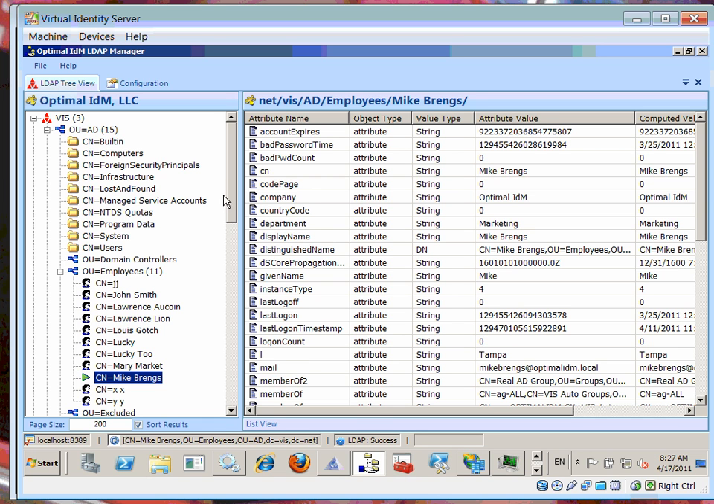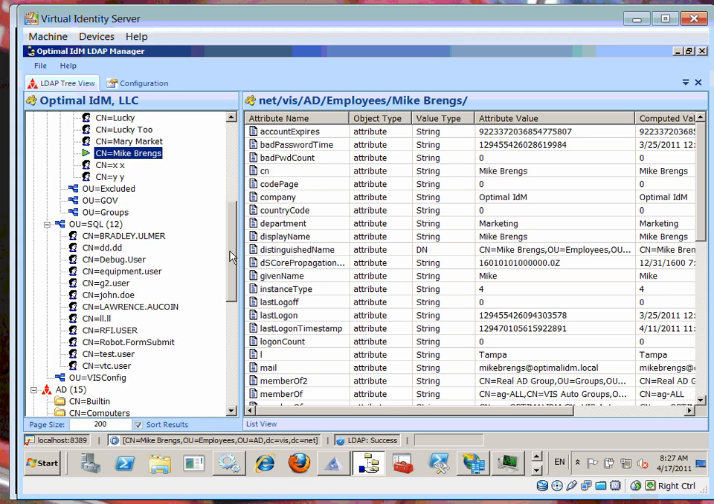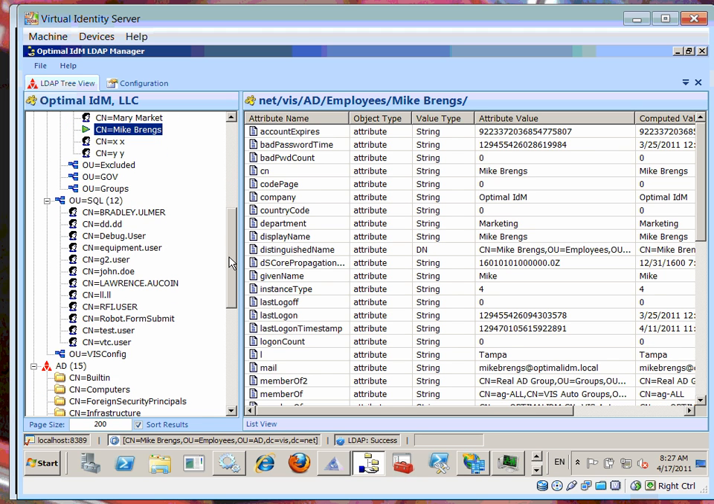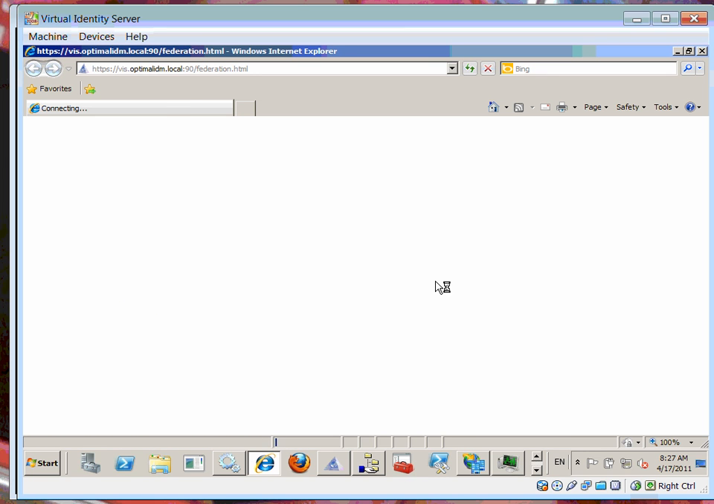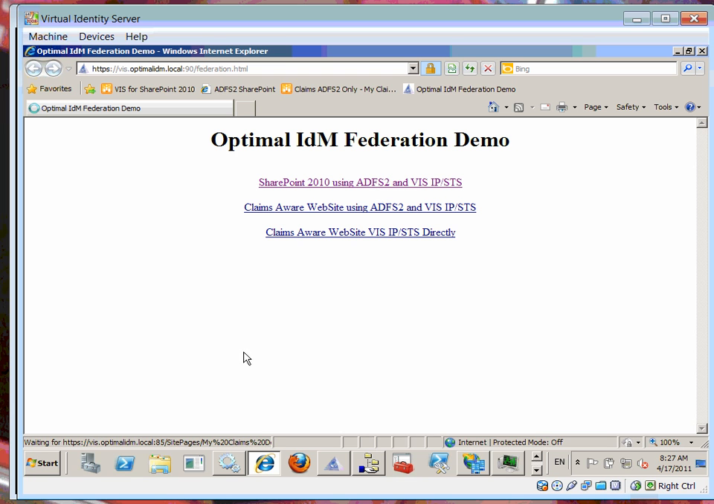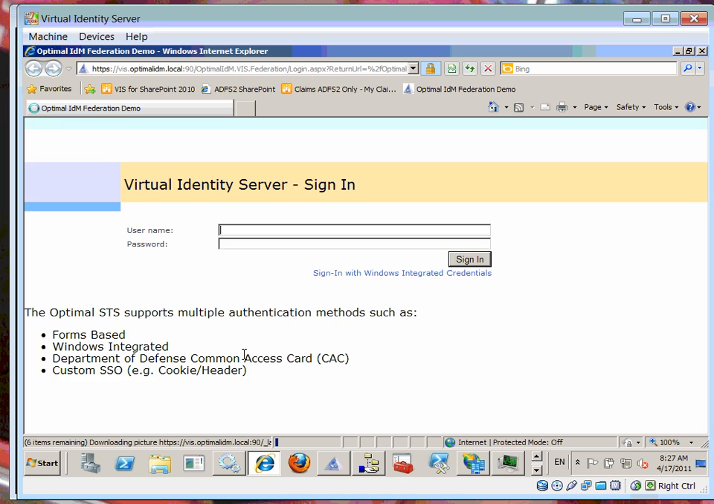I have our Virtual Identity Server configured to both proxy Active Directory as well as a SQL database. Both of these users now could access SharePoint and authenticate to SharePoint using one SharePoint instance. I fronted SharePoint with ADFS and Optimal IDM's STS, which is an identity provider. So this is a federated model.